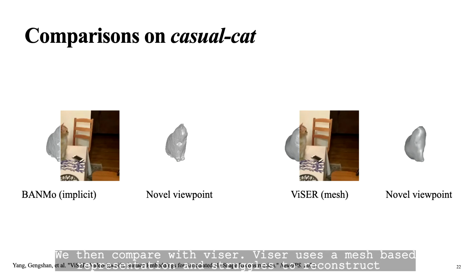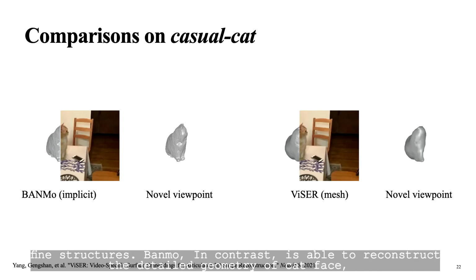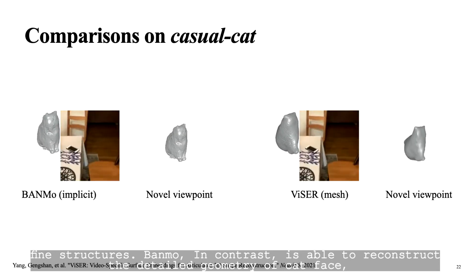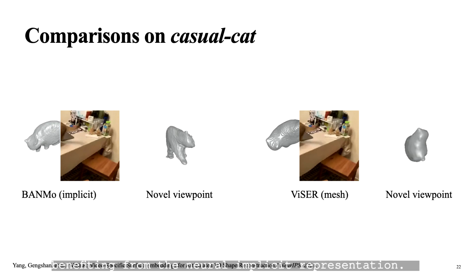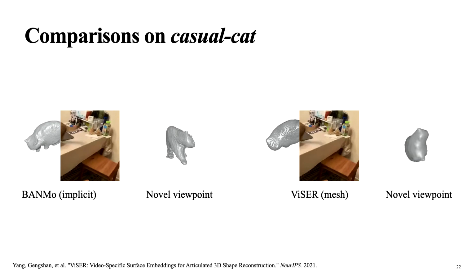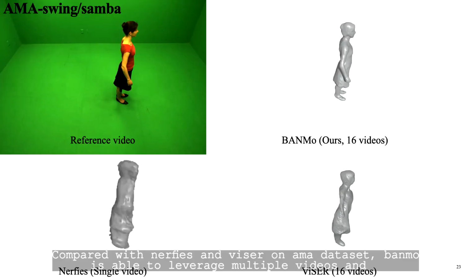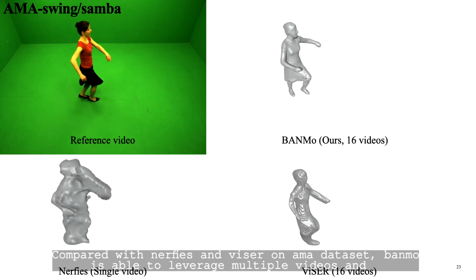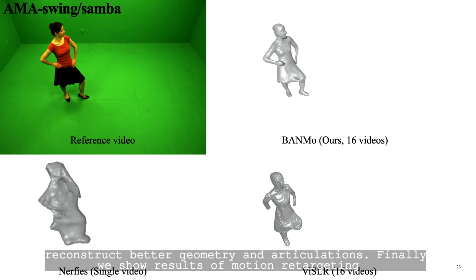We then compare with Visor. Visor uses a mesh-based representation and struggles to reconstruct fine structures. BANMo, in contrast, is able to reconstruct the detailed geometry of the cat face, benefiting from the neural implicit representation. Compared with NeRFs and Visor on the AMA dataset, BANMo is able to leverage multiple videos and reconstruct better geometry and articulations.